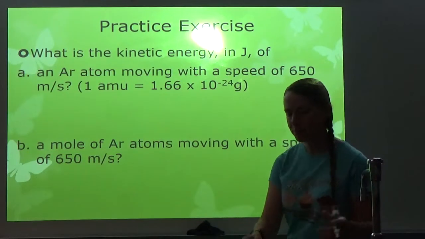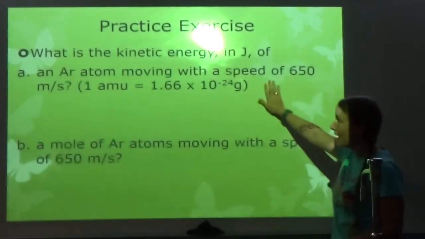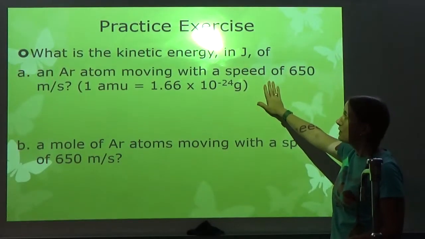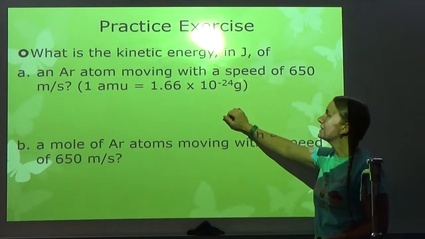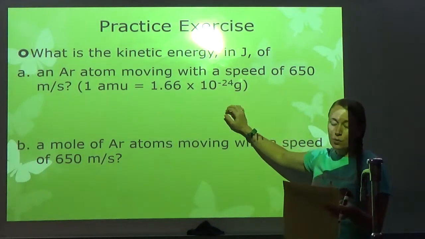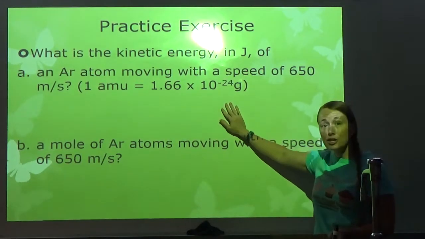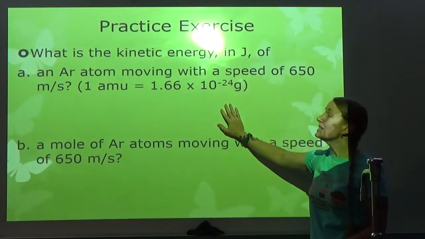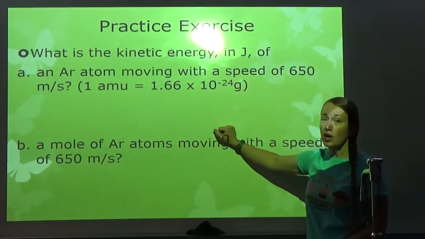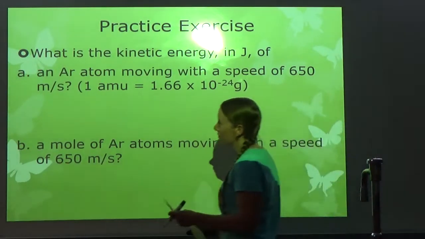Get my marker ready. It says, what is the kinetic energy in joules of an argon atom moving with a speed of 650 meters per second? And then it tells me 1 AMU is 1.66 times 10 to the negative 24 grams. One important thing to note is that when you use the kinetic energy or potential energy formula, your mass must be in kilograms. If we're talking about one atom of argon, we don't know the kilograms off the top of our head, so we're going to have to convert that.